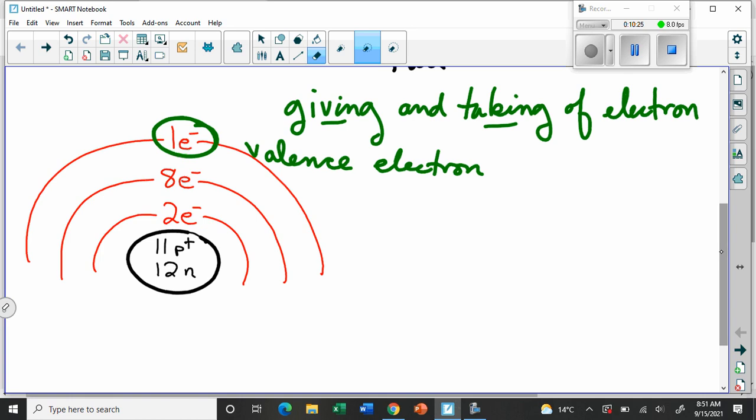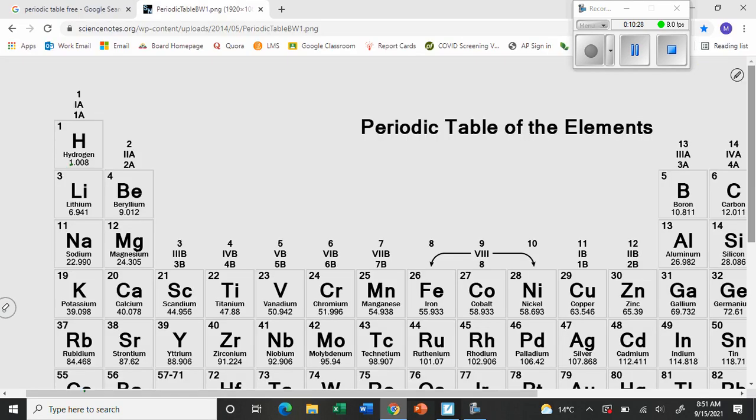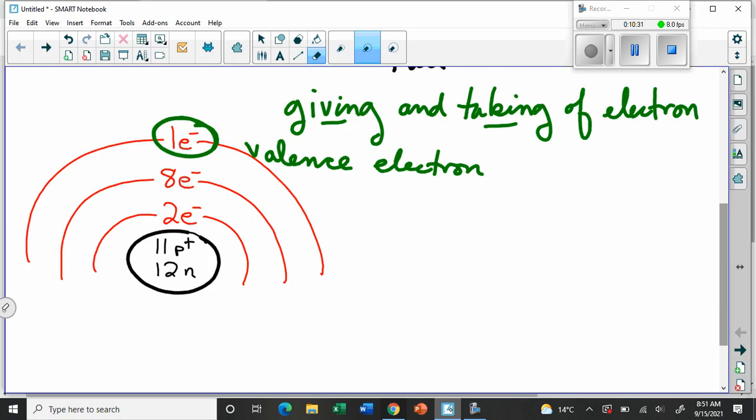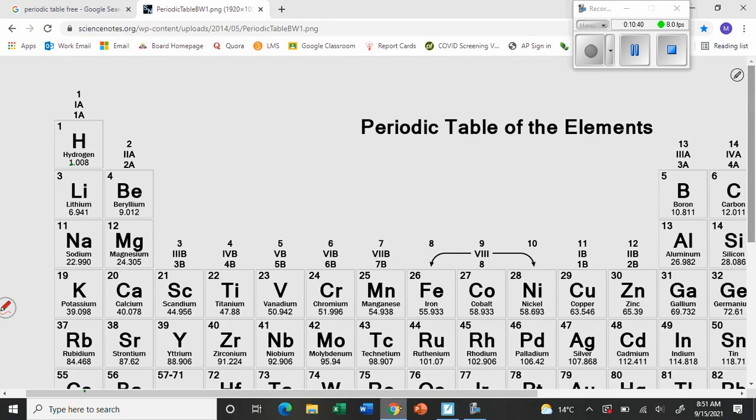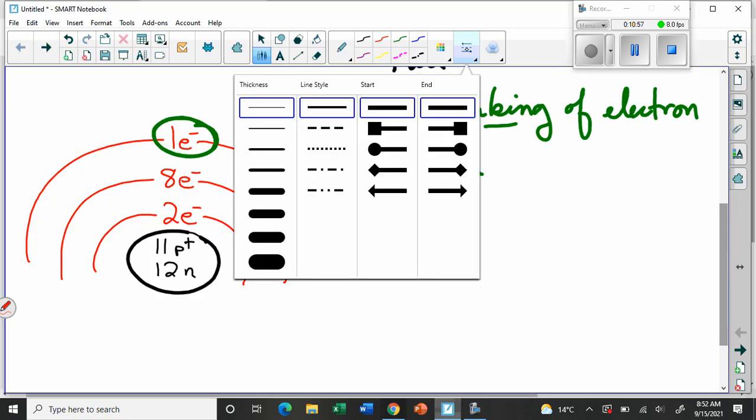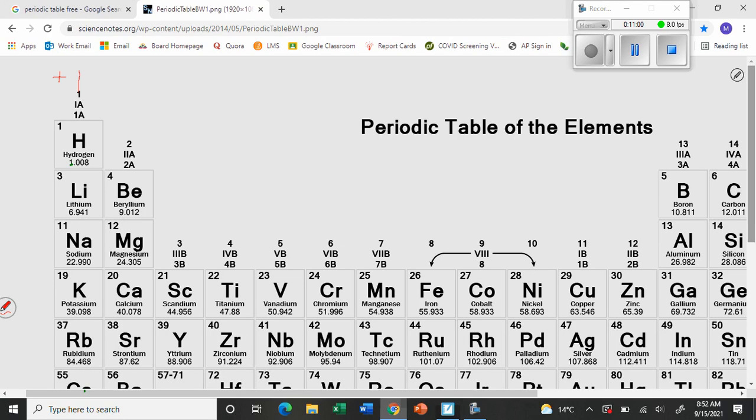If we were to draw a picture of every atom in the first column, we would find that every single one in this first column would have 1 valence electron. All the ones in the first column. And so we call it the +1 column. Okay, +1. Actually, I'm going to get a thicker line here. I don't like that one. It's a little bit too thin. So the +1 column.